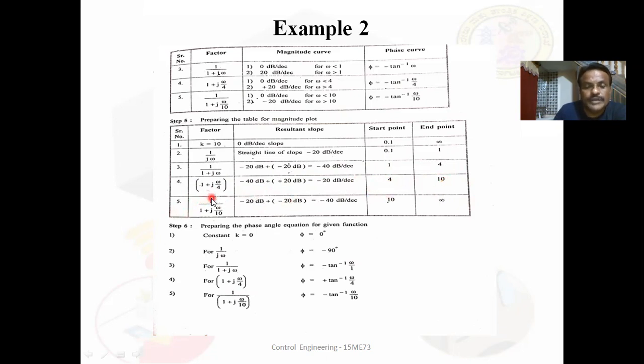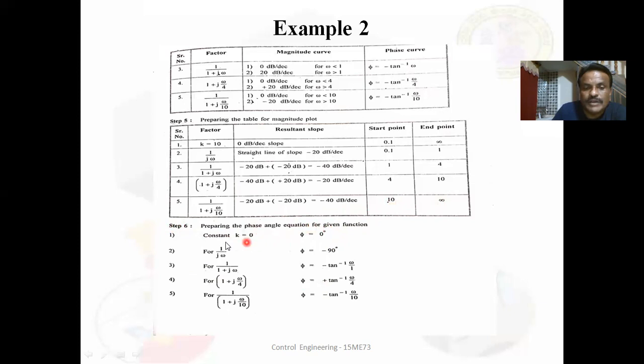Then you take another first order pole 1 by 1 plus j omega by 10. The previous resultant slope is minus 20 dB, and for this it is minus 20 dB, so minus 20 minus 20 is minus 40 dB per decade. The start point is 10, the end point is infinity. Then coming to step number 6, prepare the phase angle equation for the given function.